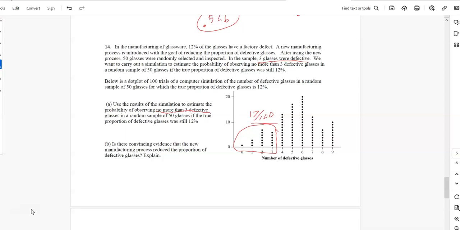So this is not unusual. We don't have enough evidence to say that this is an unusual result of any kind. So we don't think that the new manufacturing process has reduced the proportion of defective glasses. So there's not convincing evidence because 17% of the time this happened in the simulation. So not that unusual. Probably looking for less than 5%, or even 0% would be even better for that.